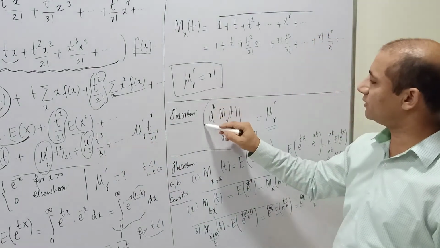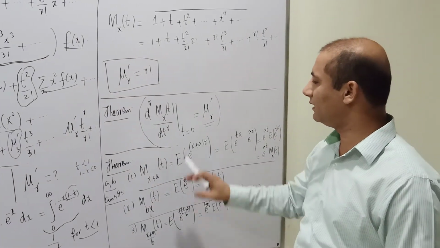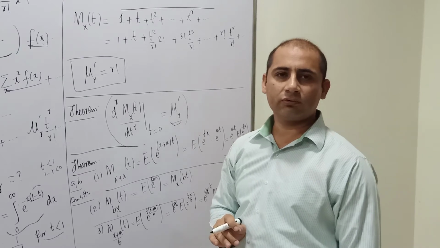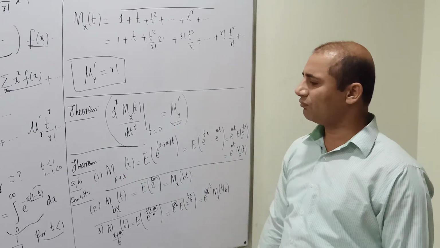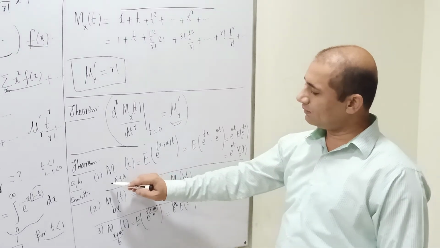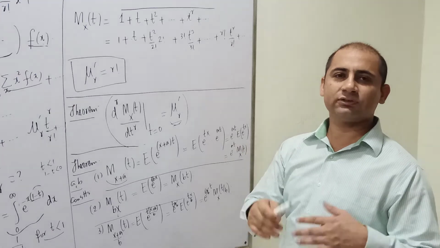So we have a very straightforward theorem: if you take the rth derivative of this M_X(t) and you put t equal to 0, we obtain the rth moment about the origin. And then we note some very simple properties of this moment generating function, which are only for staying updated for what is to follow.